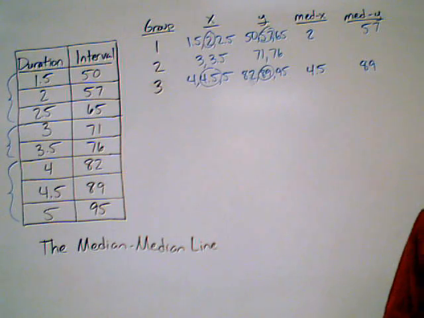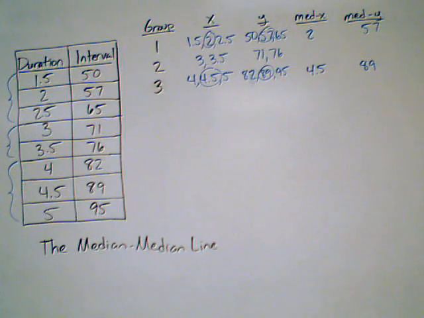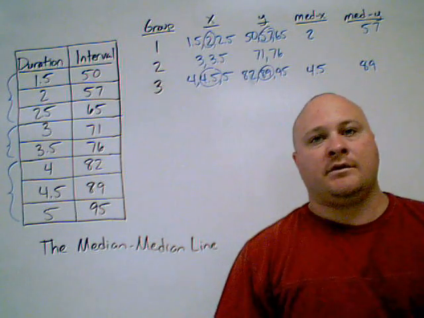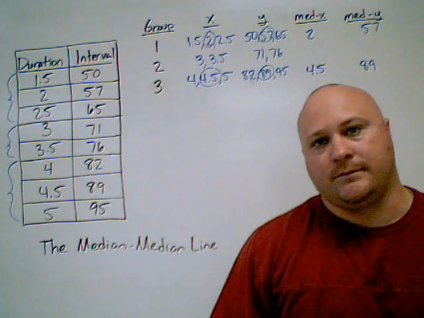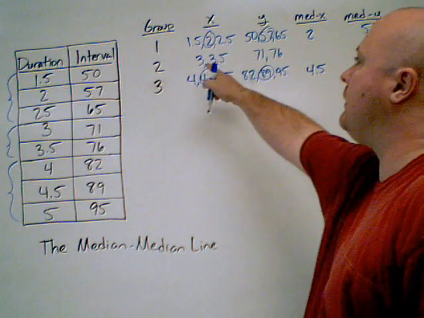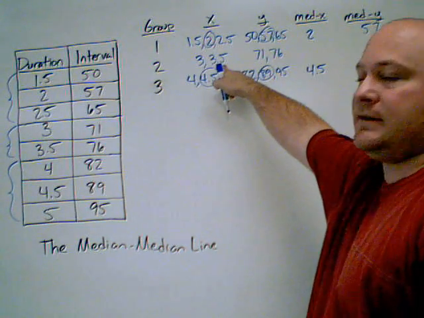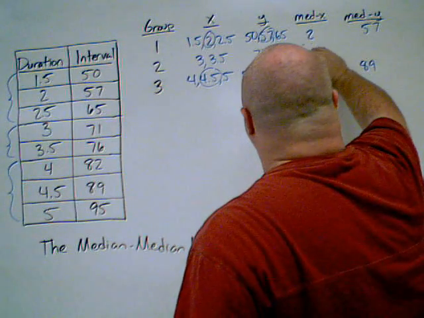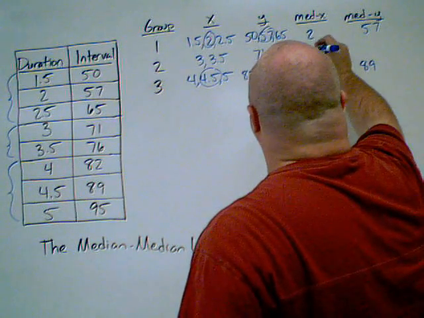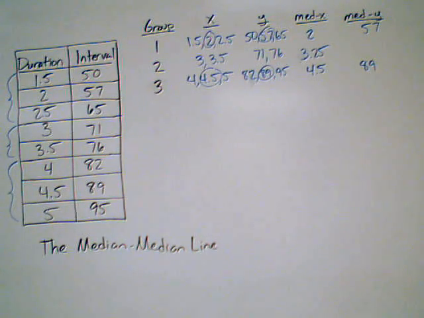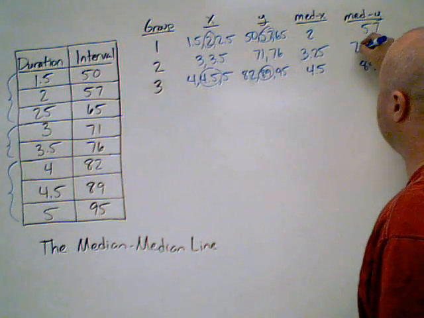Now what about that middle group? When I have an even number of terms in my set and I have to find the median, I do the same thing as I did in statistics. I take the 2 in the middle and average them. Since I only have 2, I'm just going to average those 2. 3 plus 3.5 is 6.5. Divide that by 2 and you will get 3.25. 71 and 76, when I average those, I will get 73.5.